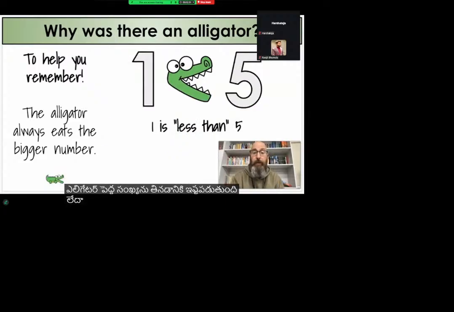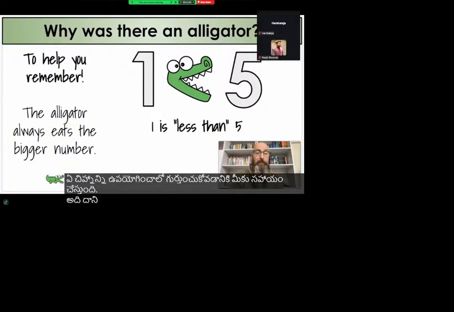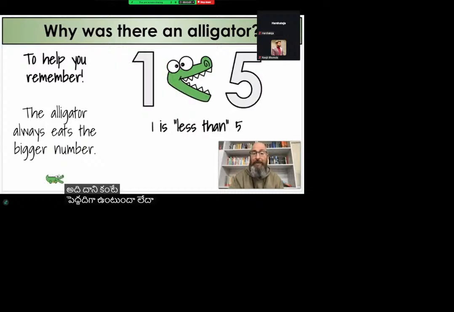Or we might do it this way. Now the 5 is bigger than 1, so it's going to eat that 5, and 1 is less than 5. So the alligator is really just there to help you remember which symbol to use, whether it's going to be greater than or less than. That's the only reason for the alligator.